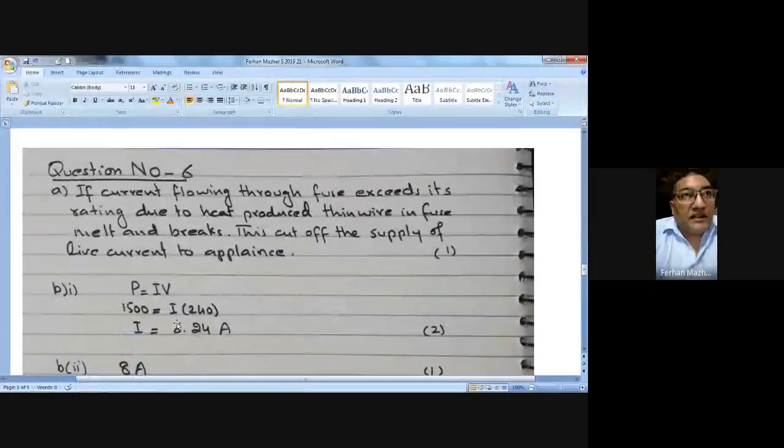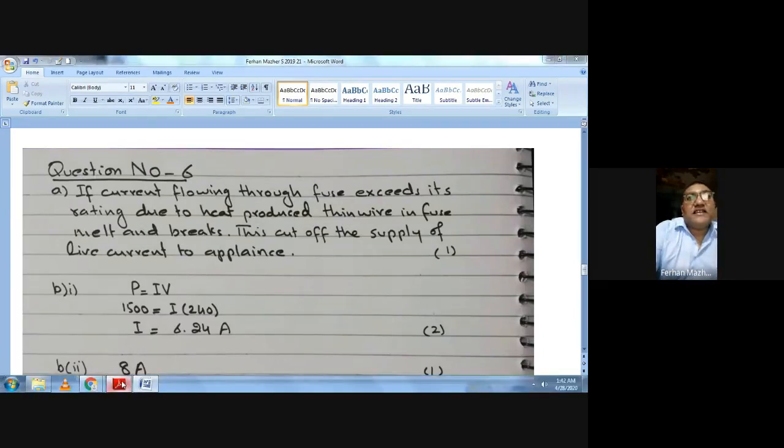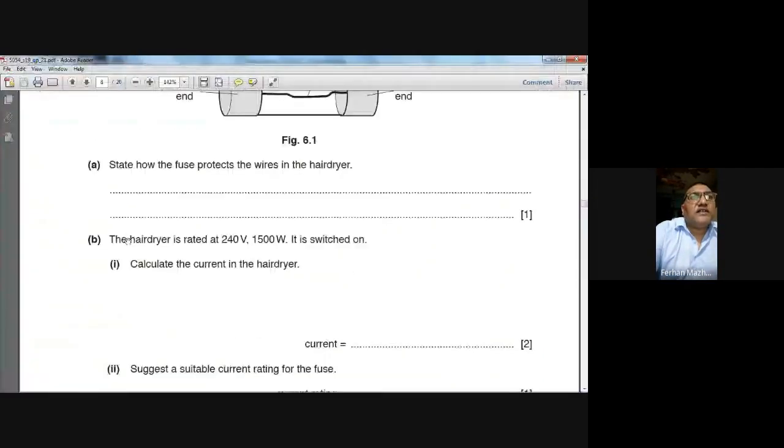Question number 6A part. If current flowing through the fuse exceeds its rating, due to heat produced, the thin wire in the fuse will melt and break. This cuts off the supply of live current to the appliance. So your appliance will be safe. Okay, so let's move. I hope this is clear. This was a 1 mark question, not that difficult.